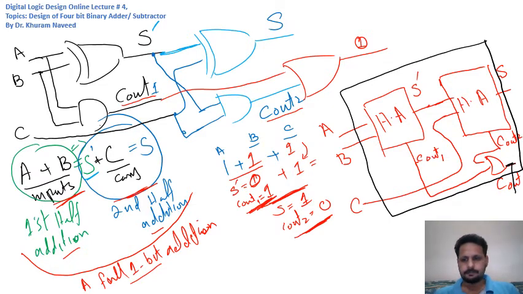Next we will look into how we can combine these 4 full adders to make one 4-bit adder. Okay, so before going to the 4-bit binary adder subtractor, let's write a structural level code to implement the full adder using two half adders.